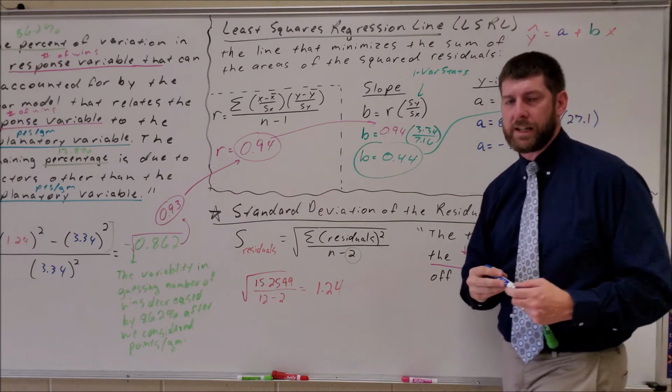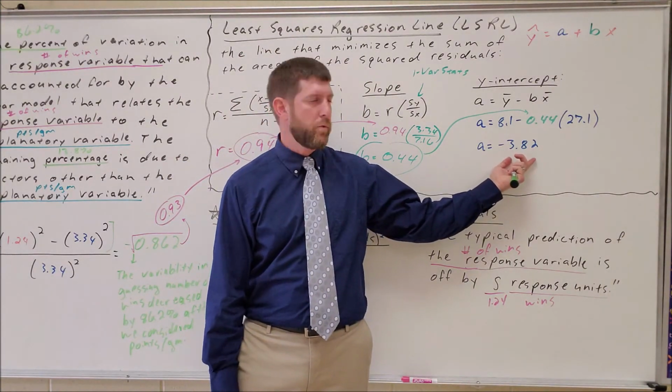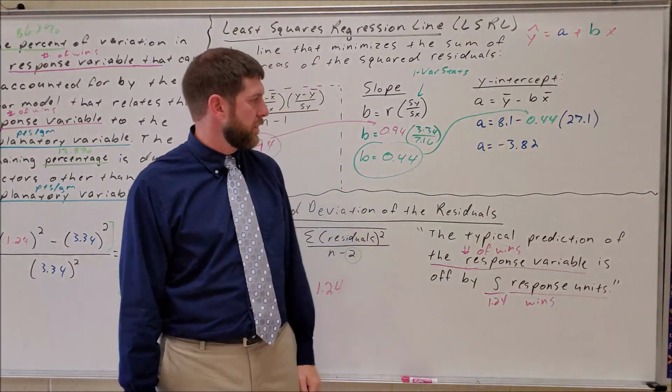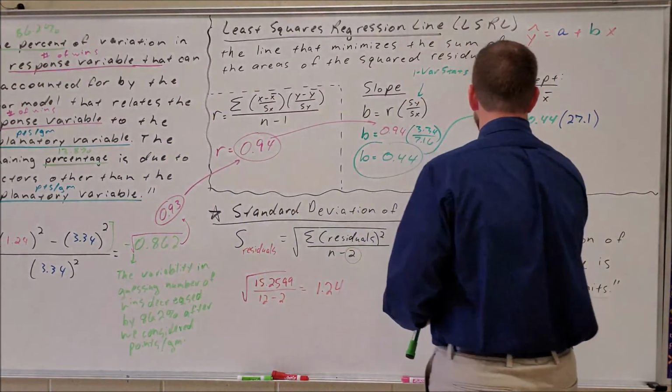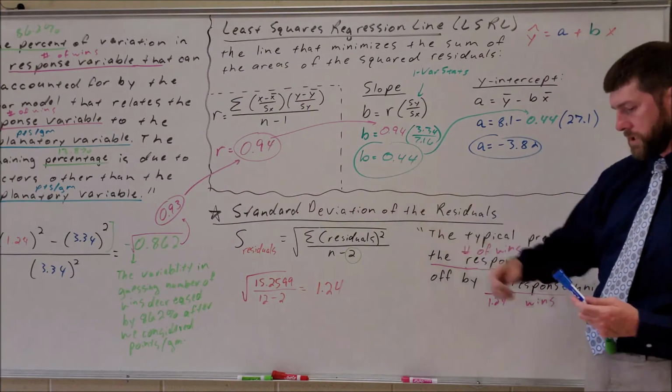We throw all that in the calculator, and we get negative 3.82. Now, if you remember from the last couple lectures, that was negative 3.75 when we did it on the calculator. We've done a whole lot of rounding as we go, so that's why we're slightly off here. So now we have our equation of our line because I know my y-intercept and I know my slope.